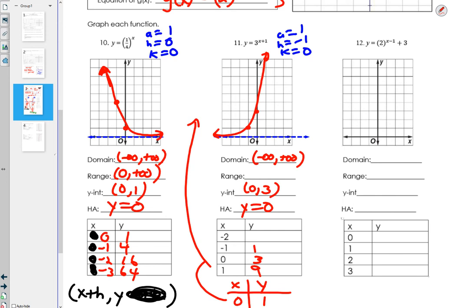So then, yeah, now we can look at the range since the graph is entirely above the asymptote, and the asymptote's at 0. I would just say from 0 to positive infinity. That's the range.